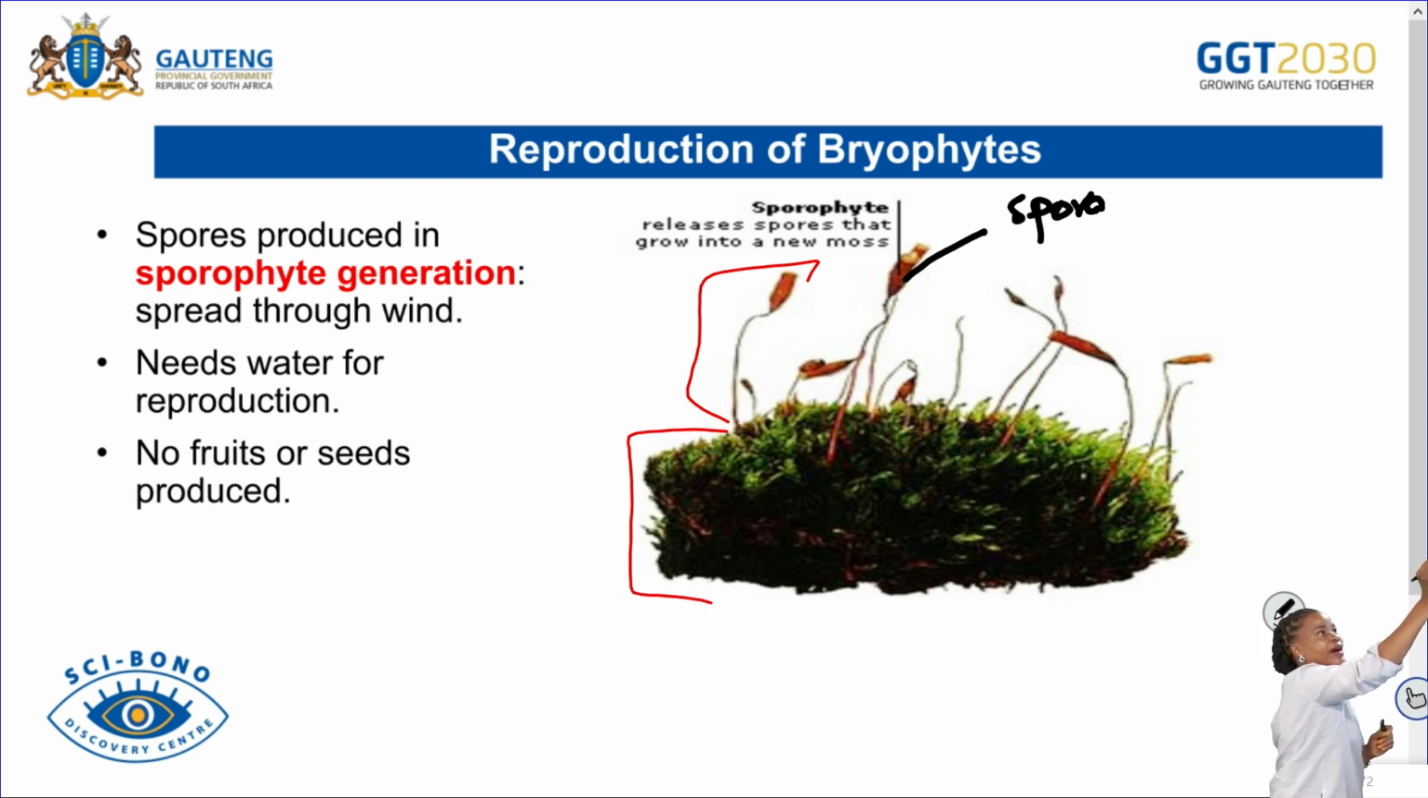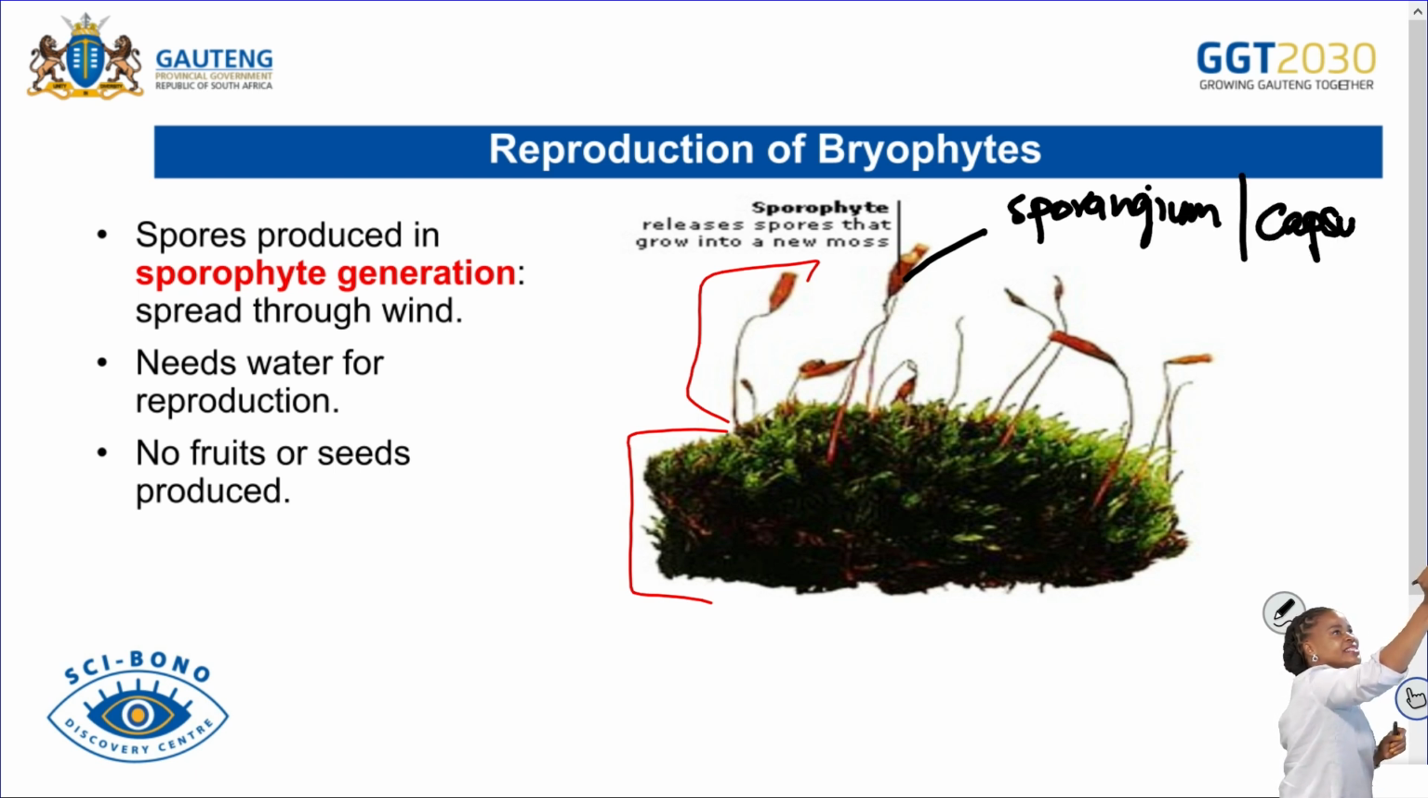Remember, there's the sporangium, or the capsule. And then what is inside the capsule? Inside the capsule, that's where there are spores. So in other words, spores are stored inside the what? The sporangium or the capsule.